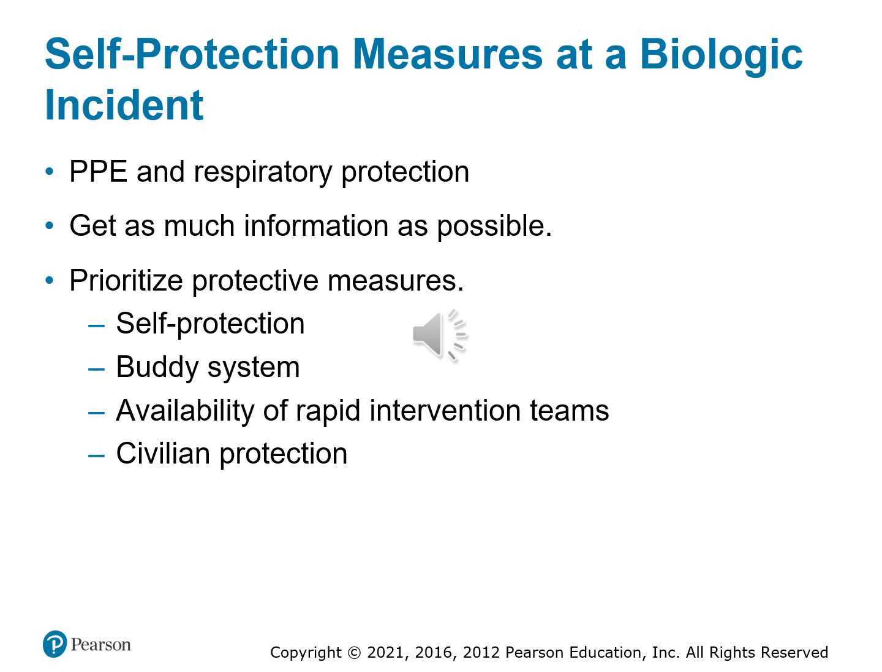The self-protection measures that you need to look for with the biological incident are going to be your basic PPE and respiratory protection. Try to gather as much information as you can, and take that information either to the agencies there that need to be there, or take it to the hospital with you so that they know what they're dealing with when they're treating the patient. And then you need to prioritize your protective measures using self-protection, the buddy system, and getting the rapid intervention teams there that can handle the situation, and then civilian protection, which is basically taking that civilian population and moving them to a secure spot where they're going to be protected the greatest.